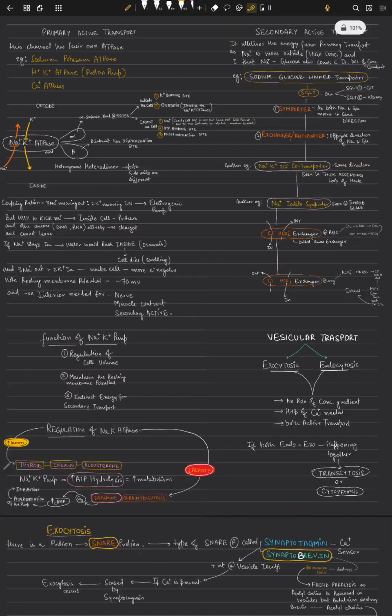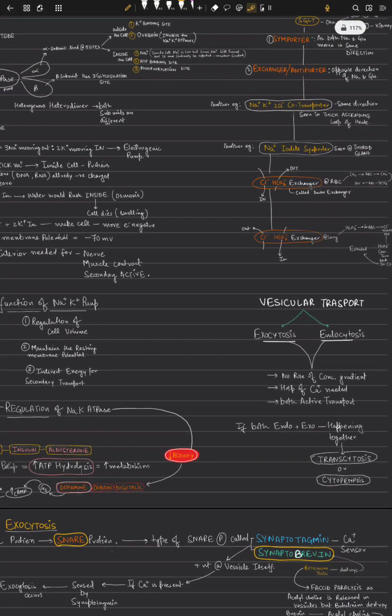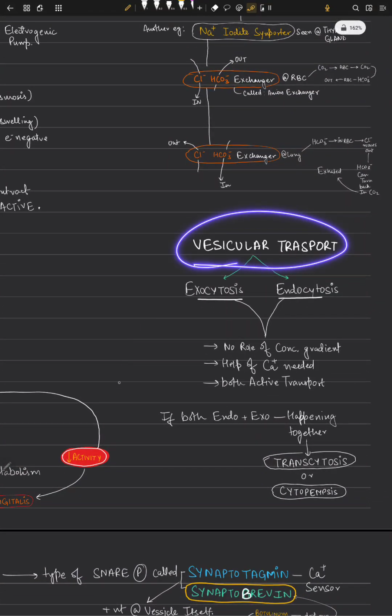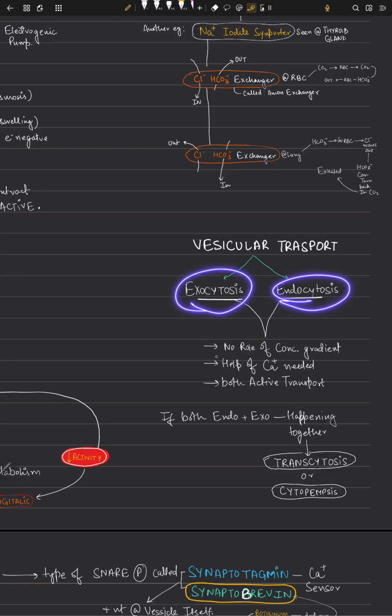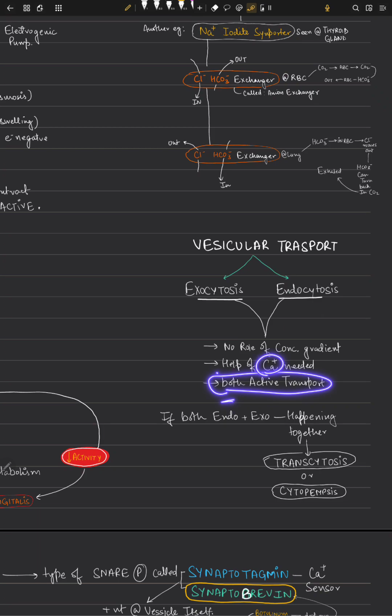Cool, now you understand. So we have vesicular transport as well. This is active as well. In vesicular transport there can be exocytosis and endocytosis. Exo means outside, endo means in, and cytosis means the cell is doing something. Both are active transport. Important: they both need calcium. Very important. And where is calcium stored in the cell?